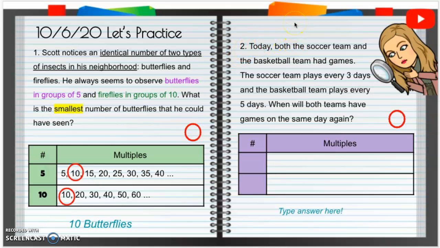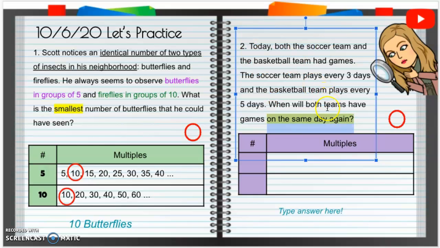Today, both the soccer team and the basketball team had games. The soccer team plays every 3 days, and the basketball team plays every 5 days. When will both teams have games on the same day again? So when will they have them on the same day again? So on the same day again, that's going to mean what? Oh yeah, our least common multiple. So we're going to look at the least common multiple.